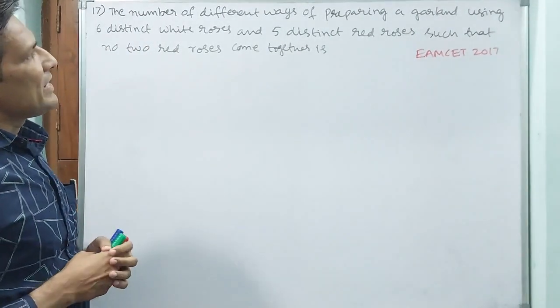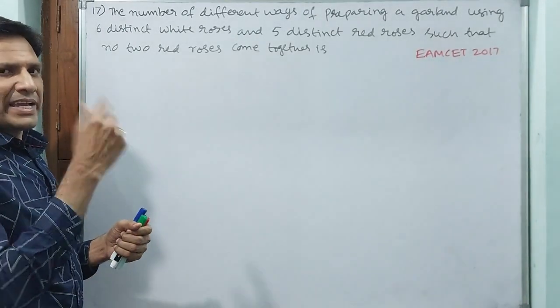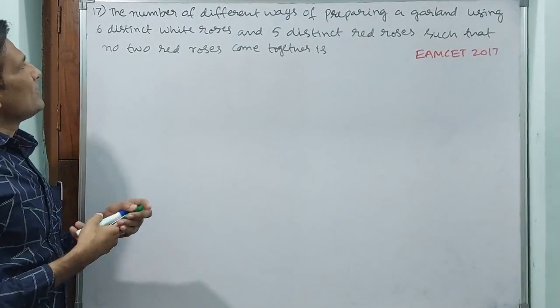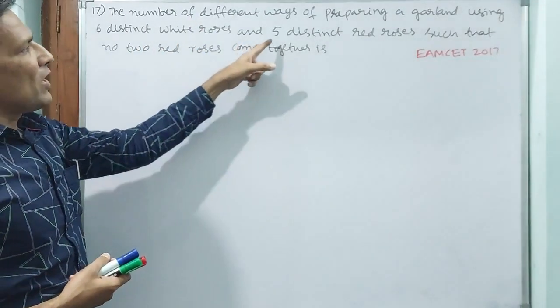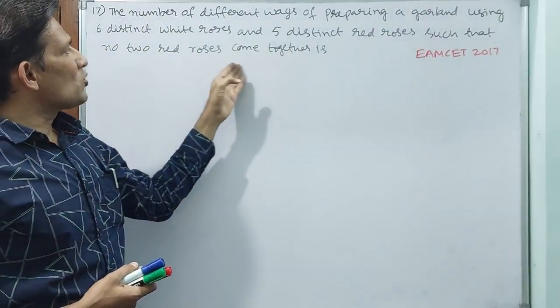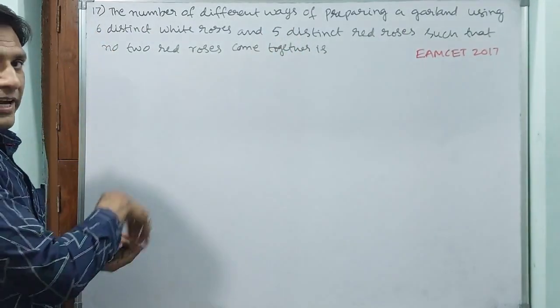The number of different ways of preparing a garland, necklace, whatever it may be, hanging items. That means probably you have to divide by 2. Garland using 6 distinct white roses and 5 distinct red roses, such that no 2 red roses come together. That means these 5 red roses should not come together, side by side should not be there.